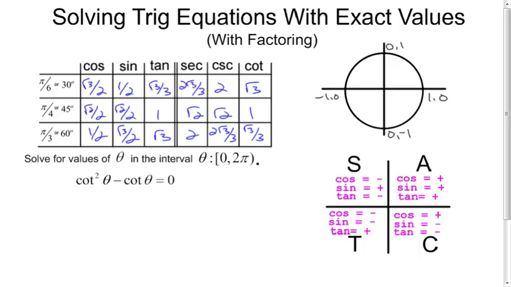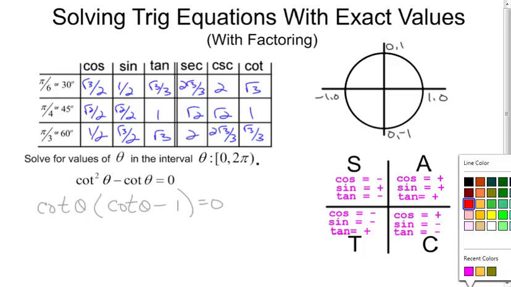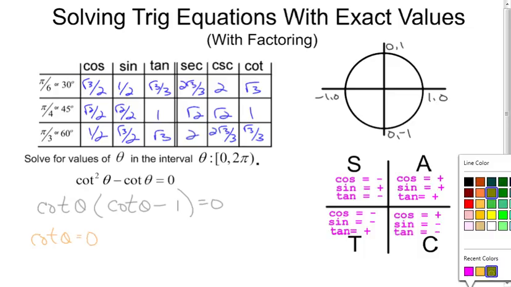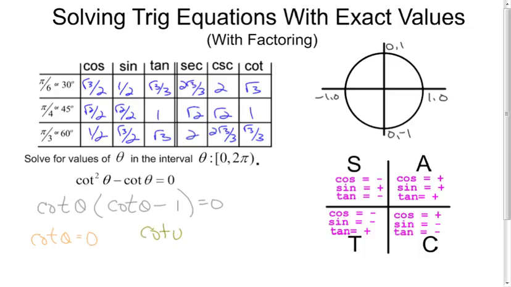So again, I notice it's a greatest common factor problem. So I will factor out the cotangent theta because it's in each term. Okay, and then I'm going to take a split of those two factors. The first one will be cotangent of theta equals 0, and the next will be cotangent theta minus 1 equals 0. Well, again, now if you look at both these equations, we're going to get the trig function by itself here and know that we do.